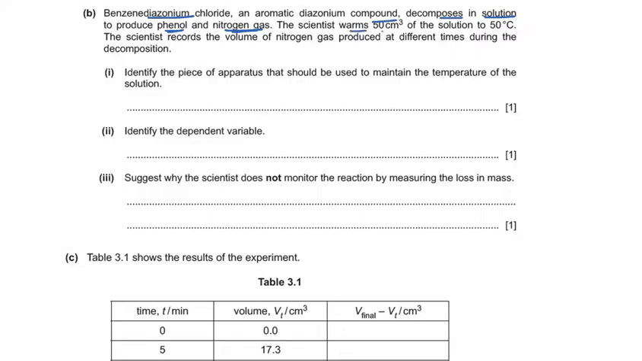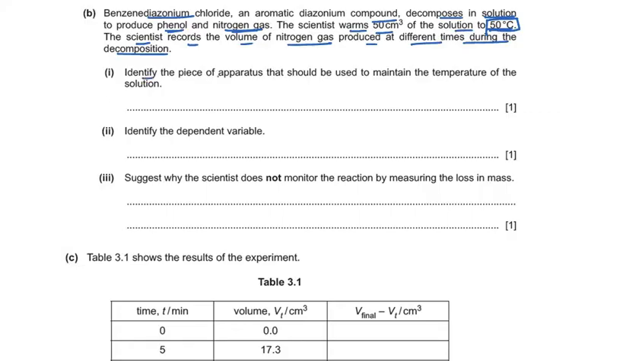The scientist warms 50 centimeter cube of the solution to 50 degrees Celsius. The scientist records the volume of nitrogen gas produced at different times during the decomposition. So here a reaction is going on where a gas is produced, that is nitrogen gas, and we are going to measure the volume of nitrogen gas at a specific 50 degrees Celsius. So the temperature is fixed here. So let's read the sub question.